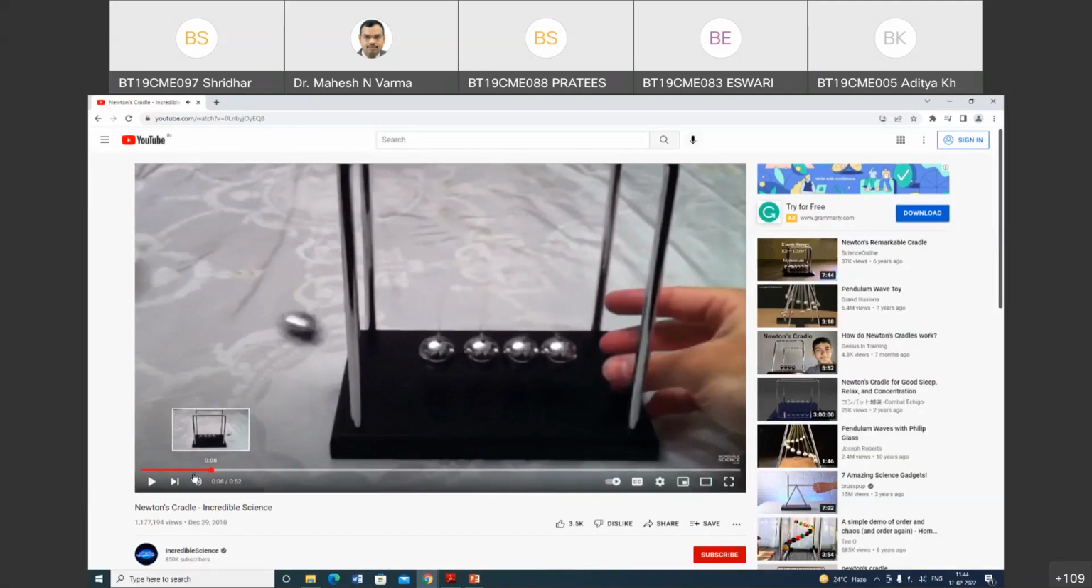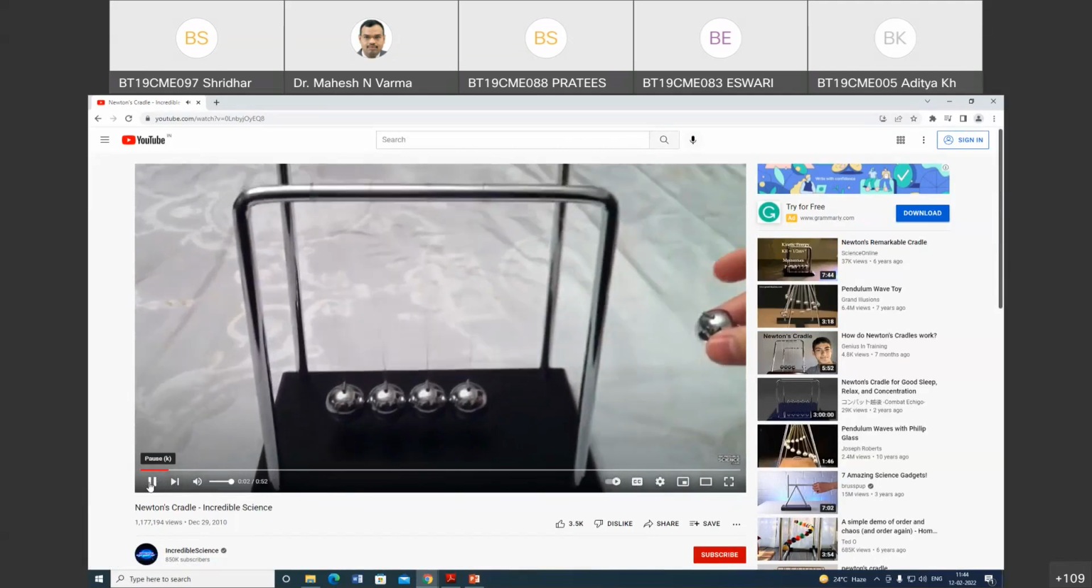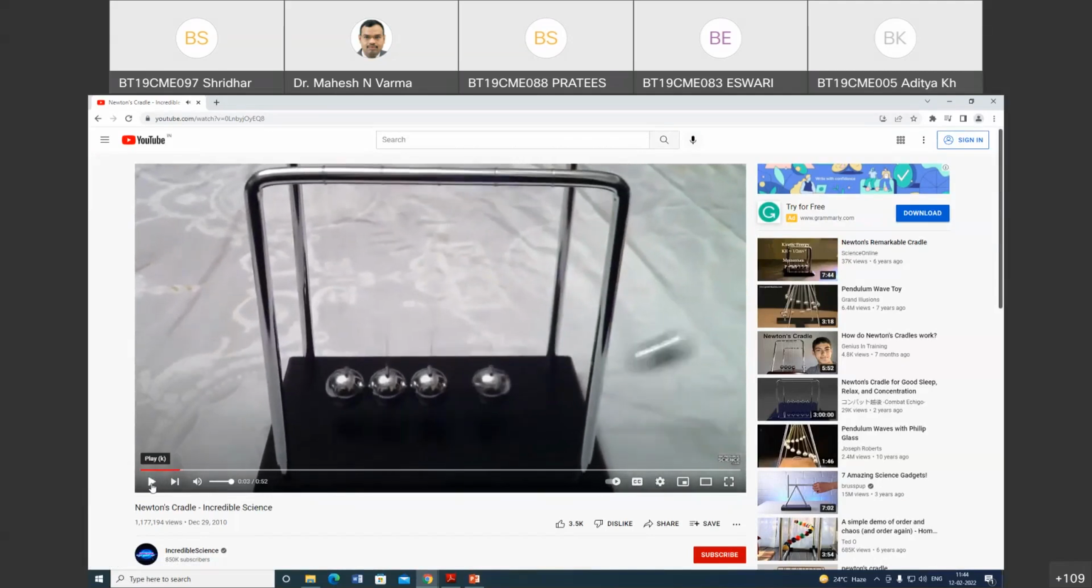Now look at this. What is done at this stage? This first steel ball is taken to a higher level and some momentum is given to this steel ball, and then it is left. Now you can see this momentum is transported to this steel ball, then to this steel ball, and then to this steel ball.